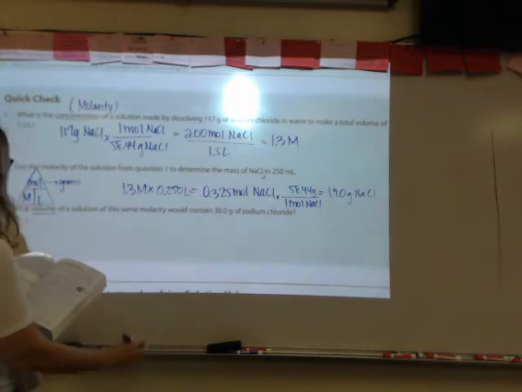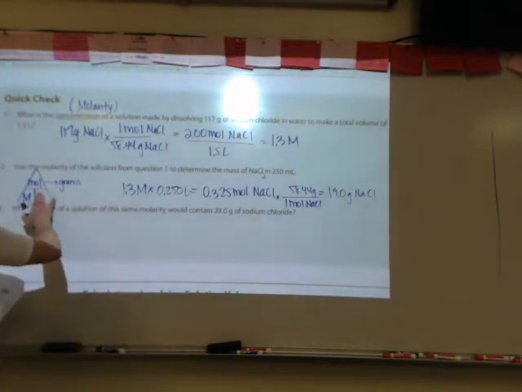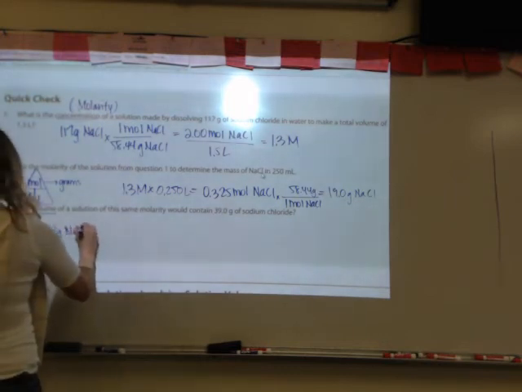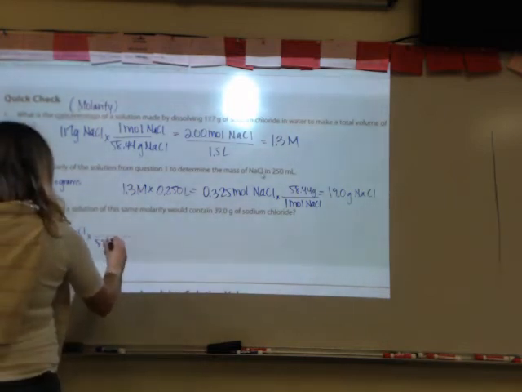Now, for number 3, what volume of a solution of the same molarity is going to contain 39 grams of sodium chloride? To solve for volume, you need moles over molarity. So I have to convert my 39 grams of sodium chloride to moles.